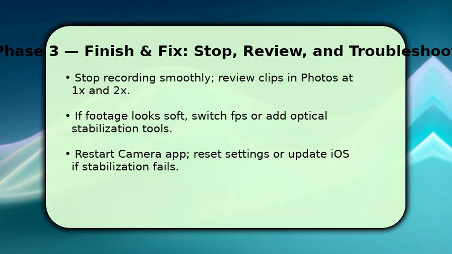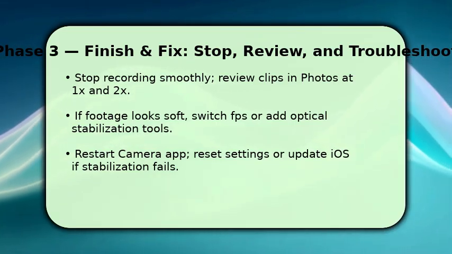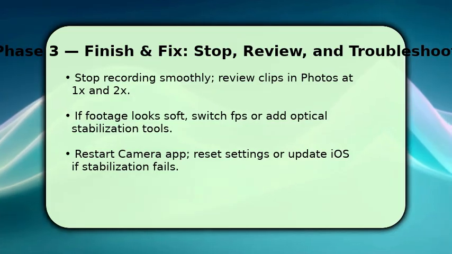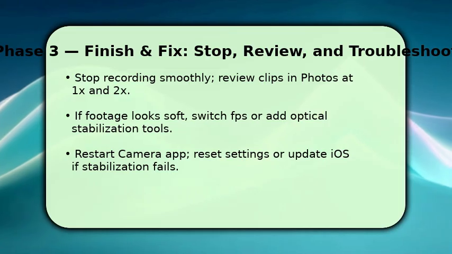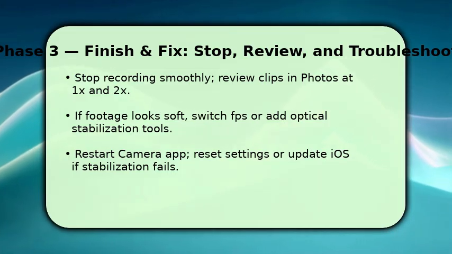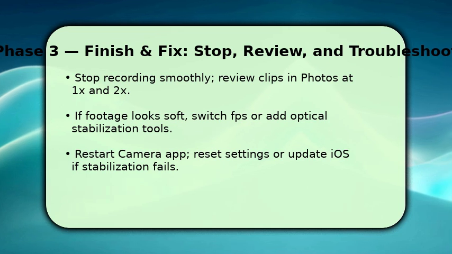This preserves detail. If action mode behaves erratically, restart the camera app, reset camera settings, and make sure iOS is up to date. These steps resolve most software glitches. One troubleshooting tip: if stabilization jitters, switch FPS and retest before re-recording.